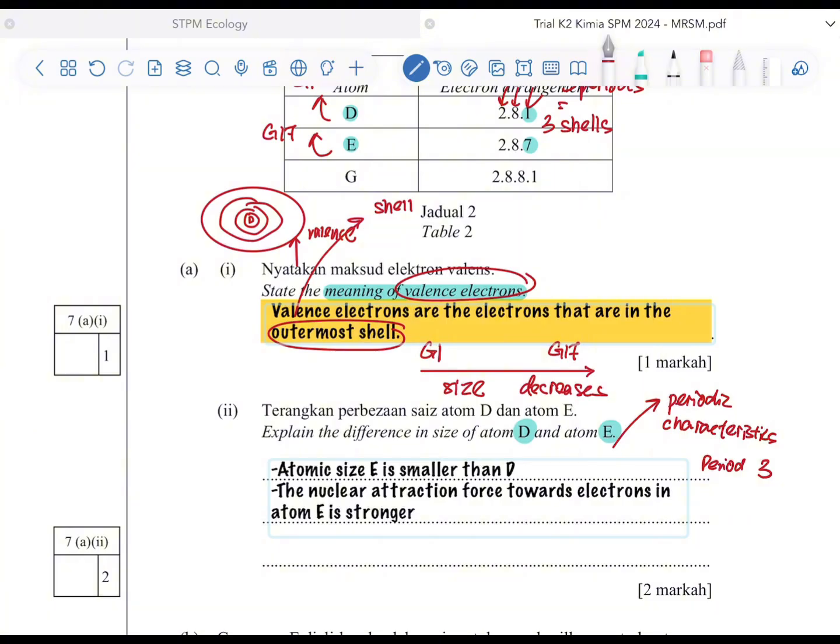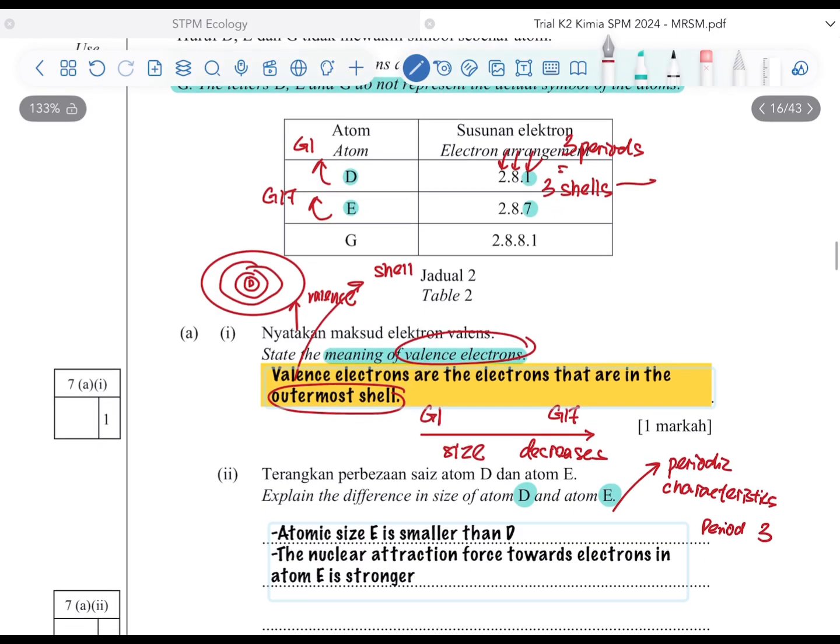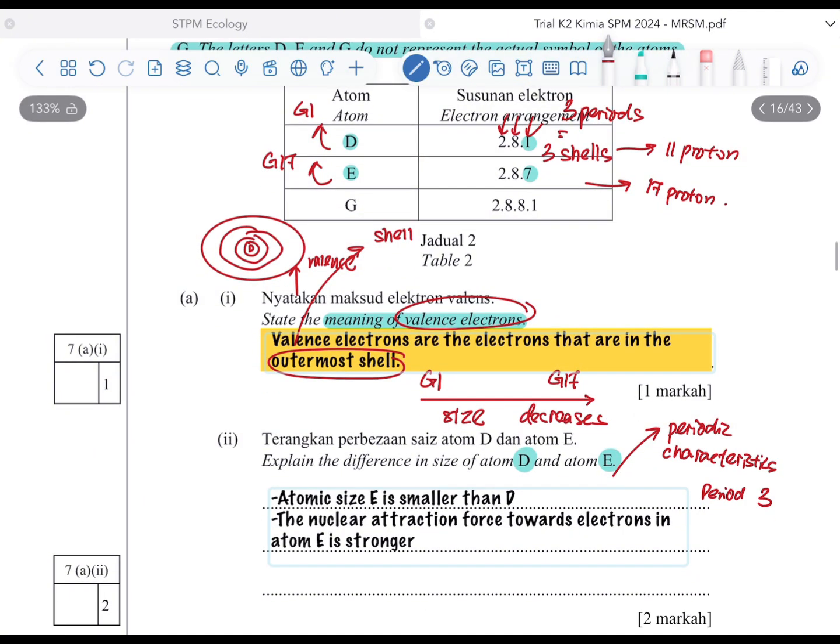We can say this because atom D has 11 proton number, but atom E has 17 protons. This is what is meant by nuclear attraction force. Across the period, the number of protons increases 1 by 1 per element. So the nuclear force of attraction towards the electrons is stronger, because with more protons you can attract more electrons towards the nucleus.